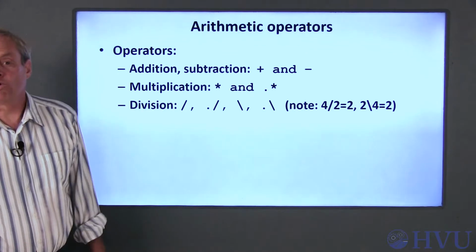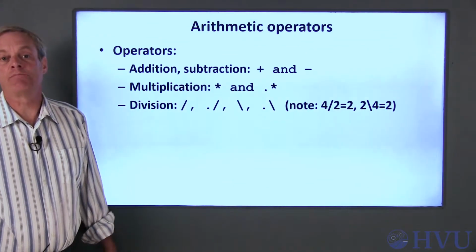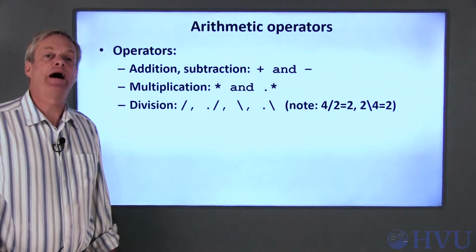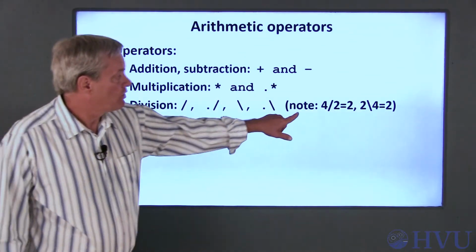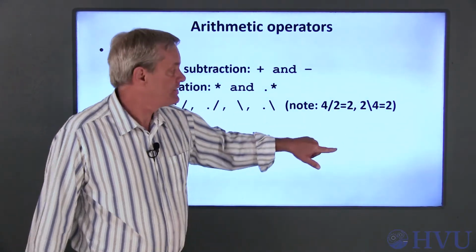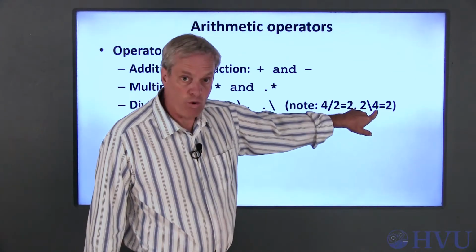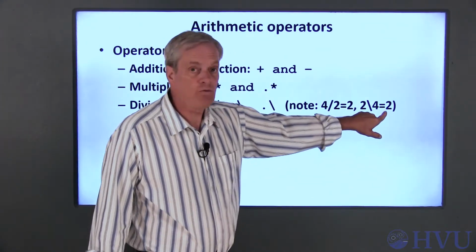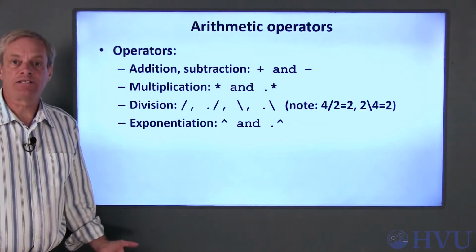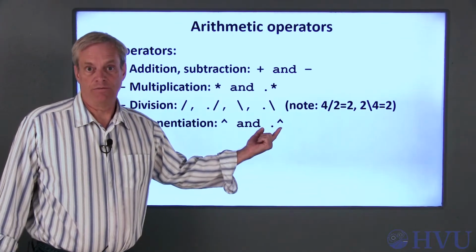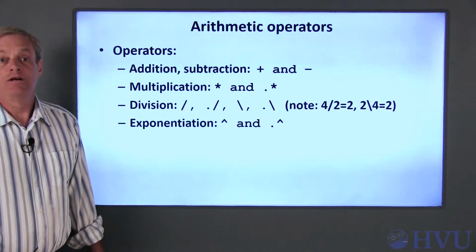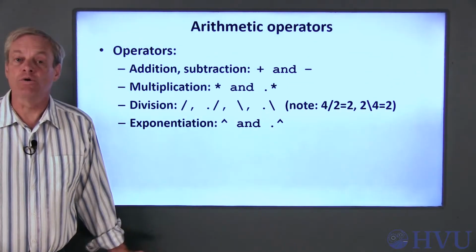The difference between the forward and backward slash is simply which number is being divided by which. The numerator is always what I consider to be on the uphill side of the slash. So 4 slash 2 is 4 divided by 2, or 2. This is the same as 2 backslash 4, which is 4 divided by 2, which is also 2. Finally, exponentiation is done with a caret symbol or a dot and then the caret symbol. For scalar operands, both of these operators perform identical operations. For arrays, as you might have guessed, they don't.